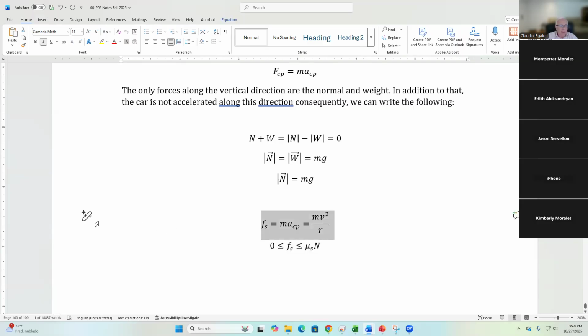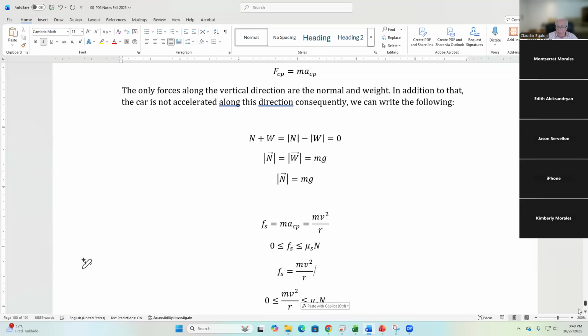But let's not forget that the force of static friction is also given by the mass times v squared over r, right? Let's not forget that. Consequently, this equality can be placed right into our inequality. Here you go.